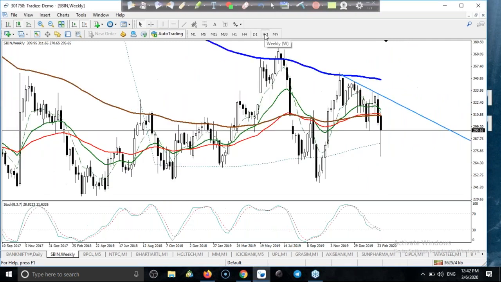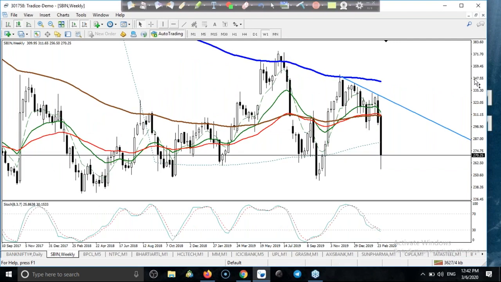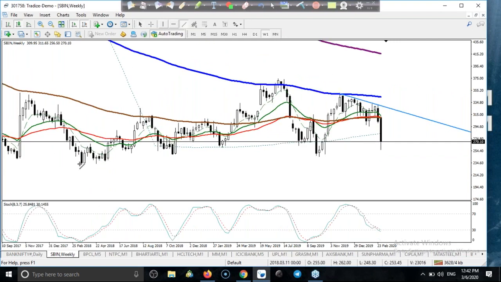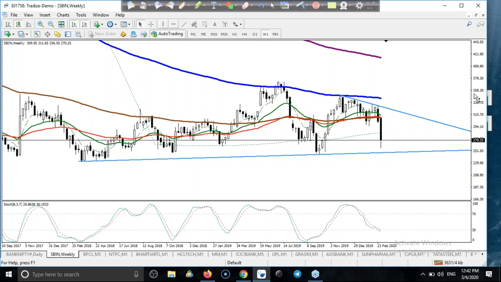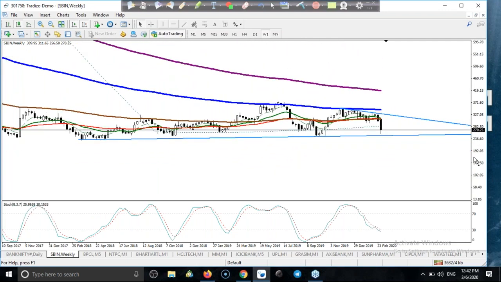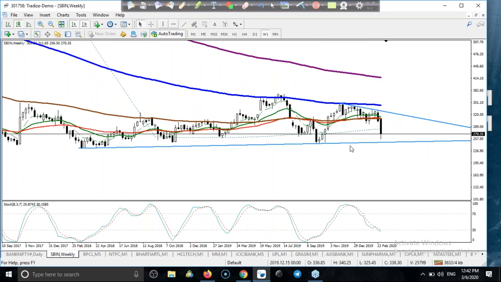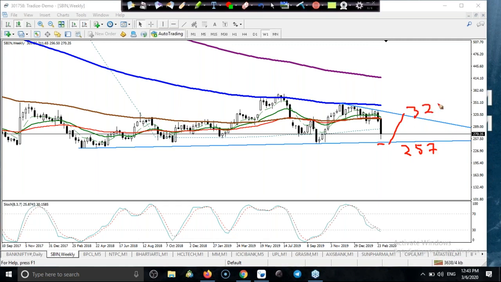Most of the people are thinking, hey, SBI is at an extremely lower point. Now you can see this is the weekly chart. In the weekly chart, SBI is still running in a downtrend. Most of the people are thinking this is the lower point and it will revert back from this area. They think 257 is the lower point and it will bounce to 320, almost 80 rupees.